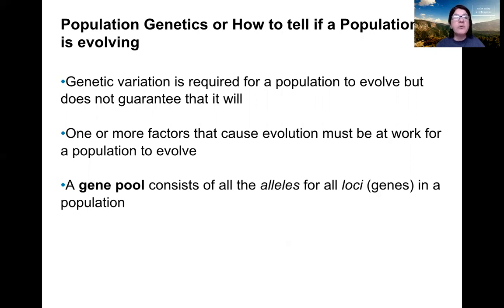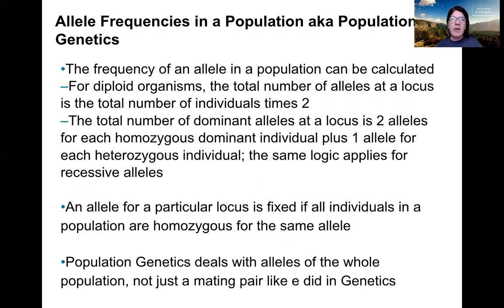And I would like to introduce you here to the concept of a gene pool. A gene pool consists of all the alleles for all the genes in a population, okay? So basically, every gene in the population and all the versions of that gene comprise the gene pool of that population, okay? So allele frequency in a population, or population genetics. The frequency of an allele in a population can be calculated.